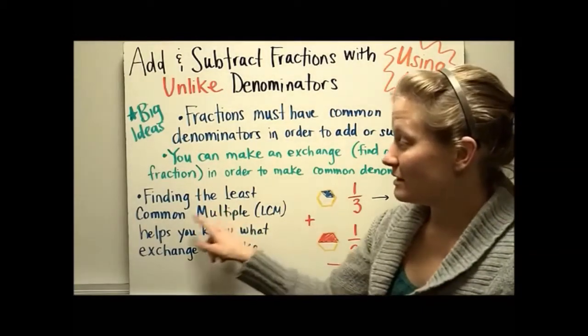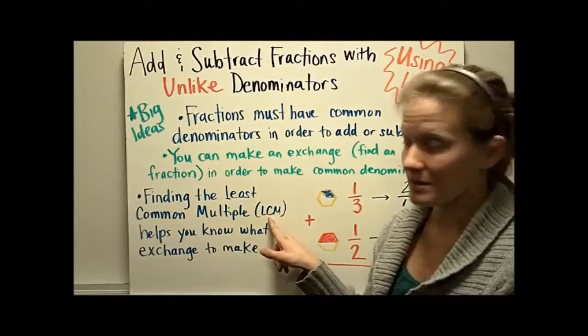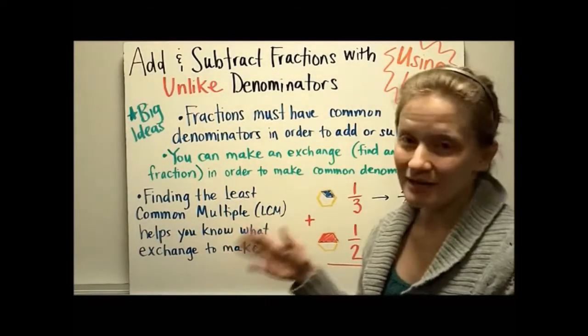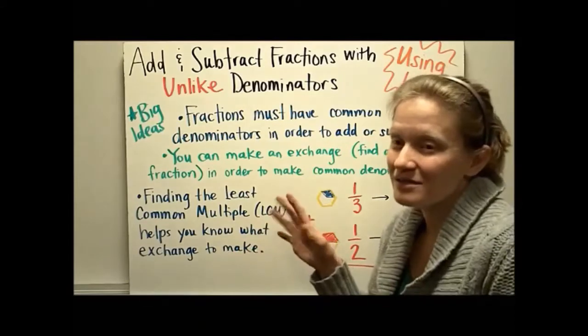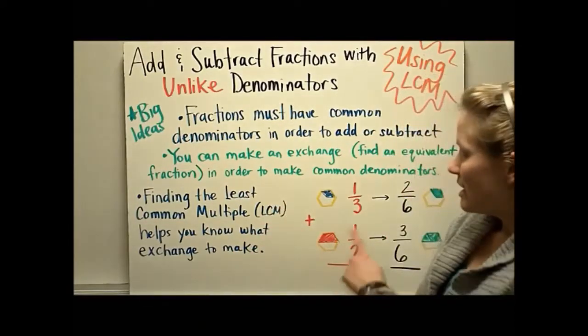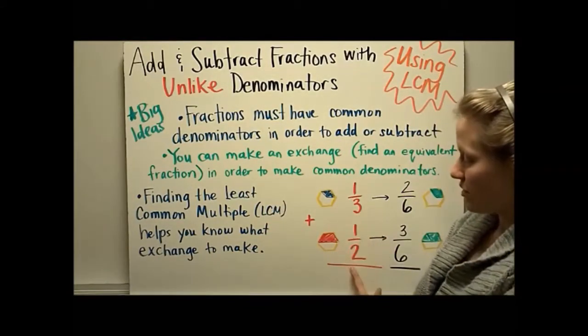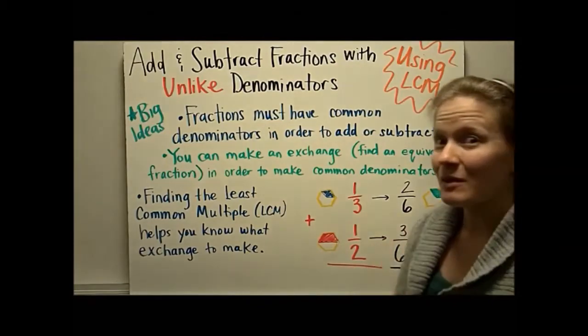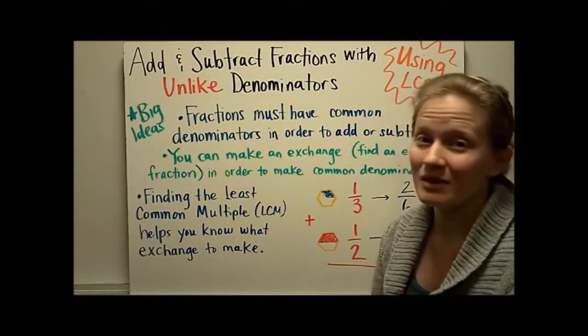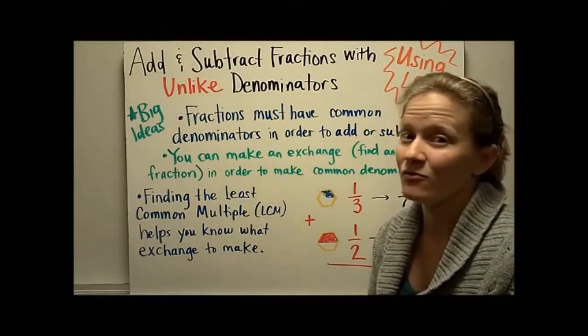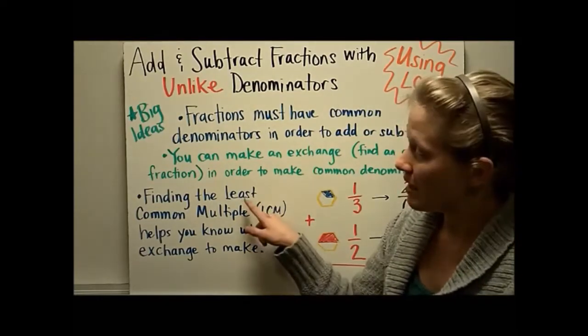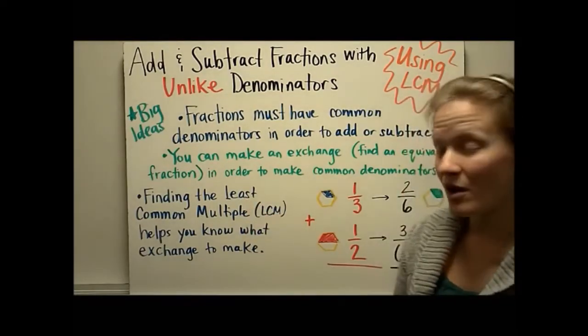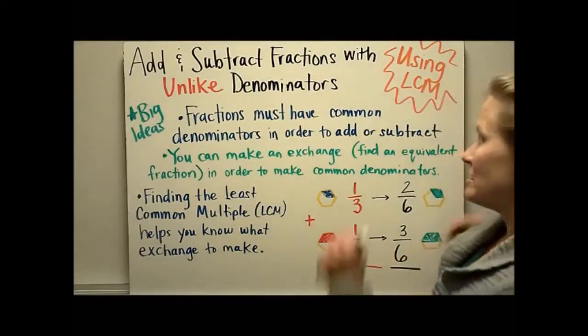And third, finding the least common multiple, or LCM, helps you know what exchange to make. We can practice and figure it out with pieces to see that we can change the 1/3 and the 1/2 into sixths. But sometimes we don't have pieces in front of us, or sometimes we have fractions that we don't have a model for. So using the least common multiple will help you know what denominator you need to use.